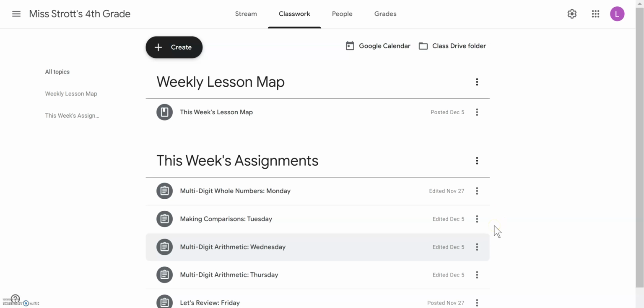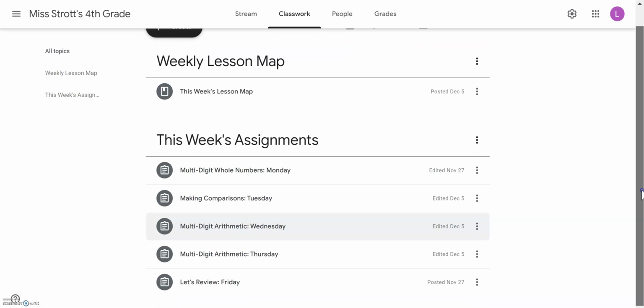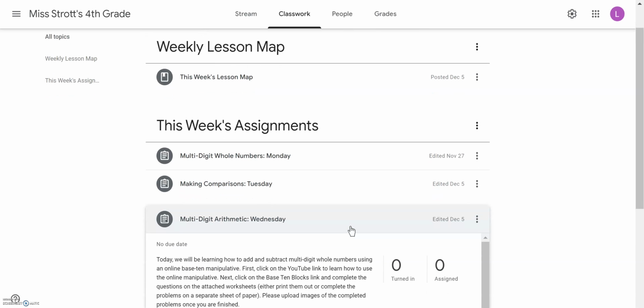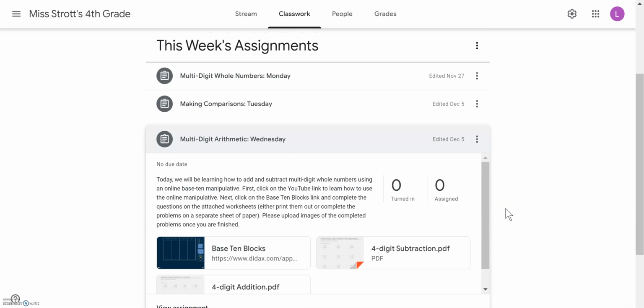So yesterday we went through comparing multi-digit numbers, and today we are going to start learning about how to compute multi-digit arithmetic. So today's video is just going to quickly go over how to use our online manipulative to help you guys complete these worksheets that are here for you.